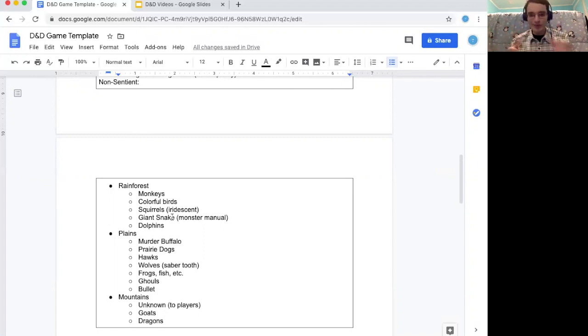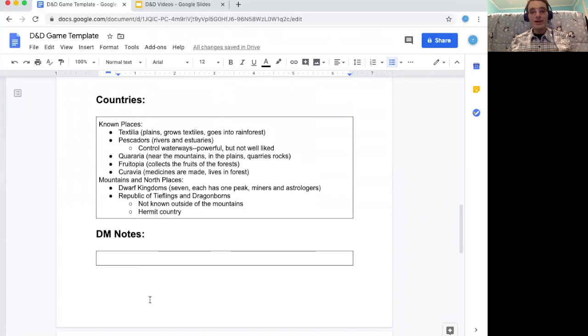Then for the plains, you have the murder buffalo, prairie dogs, hawks, wolves, saber-toothed wolves, frogs, fish, ghouls, and bullet. Those last two are monster manual enemies, so that way if they encounter something out there, I have an idea of what it is. And lastly, the mountains. This is all unknown to the players. They're not going to have any idea what's up there, but I'm going to know that there are some goats and some dragons.